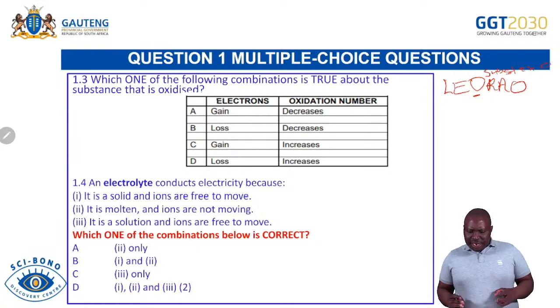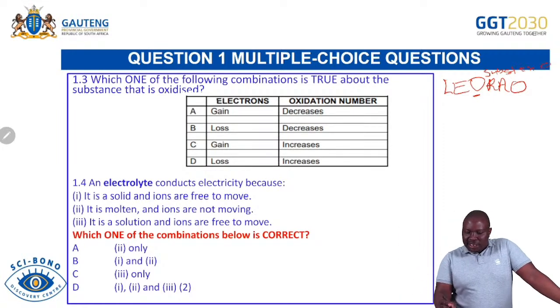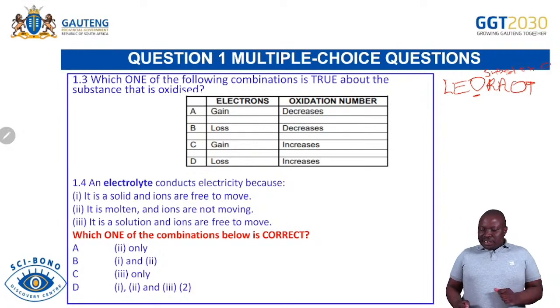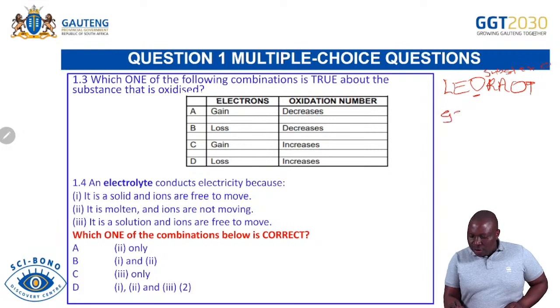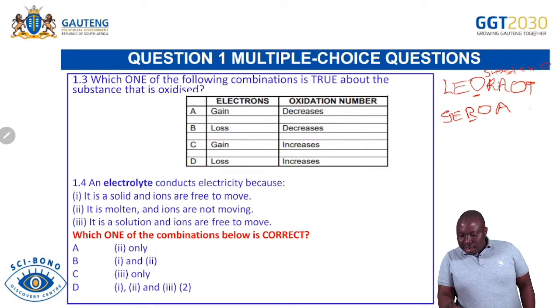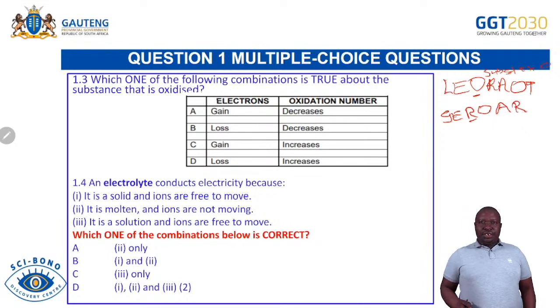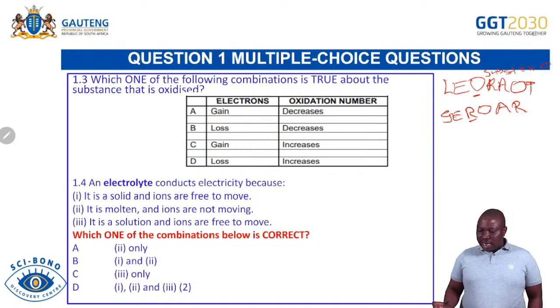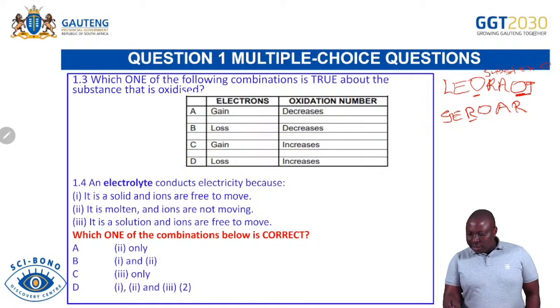Oxidized means the oxidation number increases. So you have to understand that oxidized means the oxidation number increases. But the substance that gains electrons, gaining of electrons, is reduction. And that substance, we refer to it as the oxidizing agent. So don't forget that the oxidizing agent is a substance that is undergoing reduction, and that substance is reduced, which means the oxidation number must decrease. So in our question, which one of the following combinations is true about the substance that is oxidized, in terms of electrons, it must lose electrons.